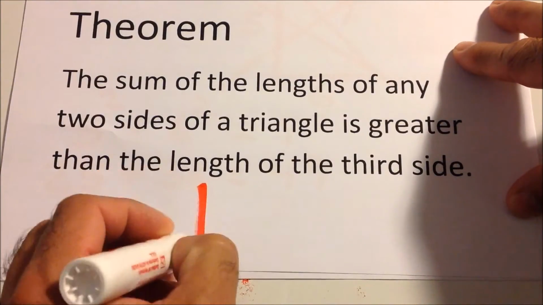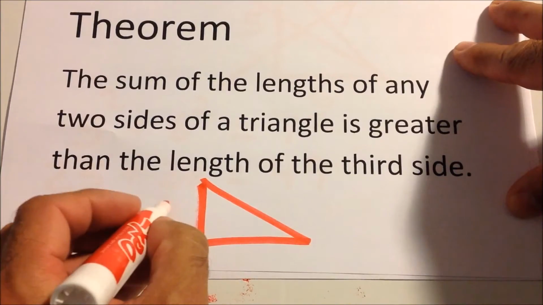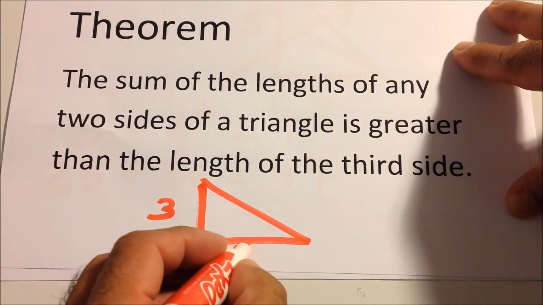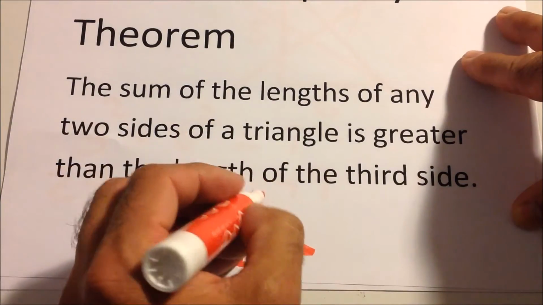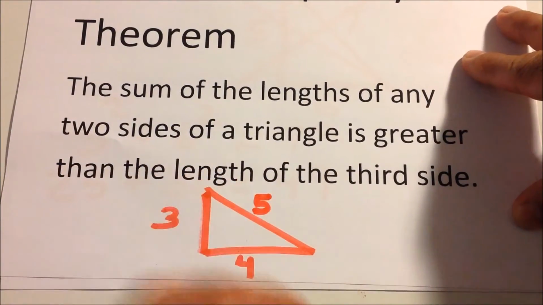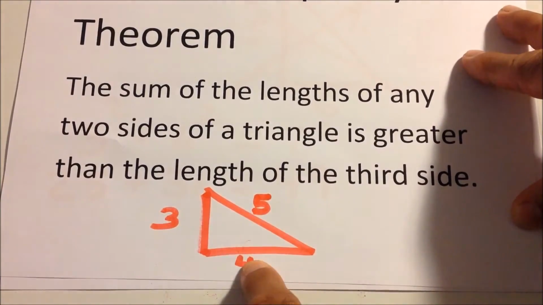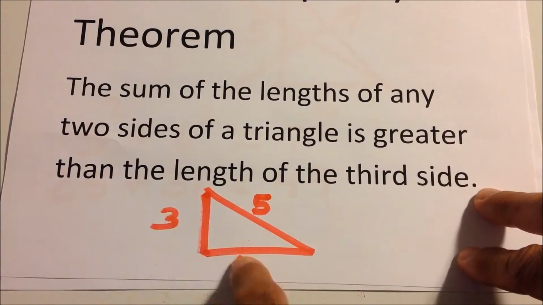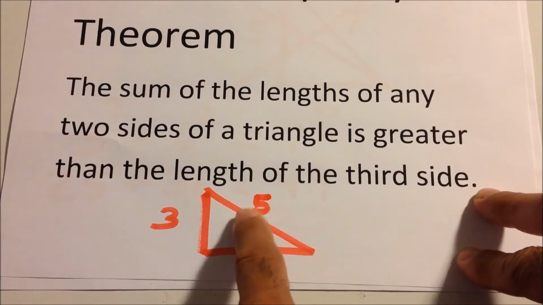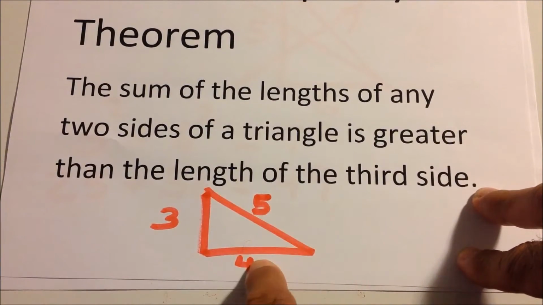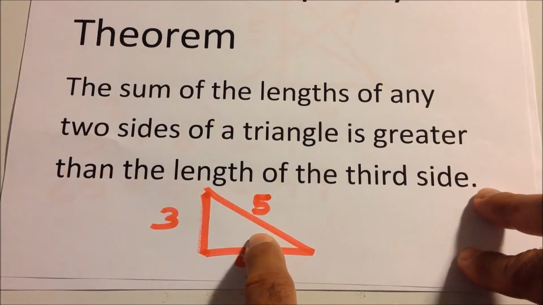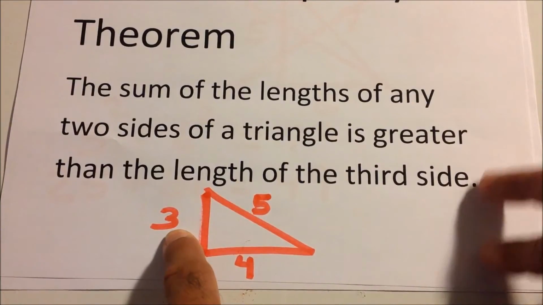So let me write over here. If I had a triangle, any triangle, and I said that was 3 and that was 4, these two sides have to be greater than that side. 4 plus 3 is 7. They are. The sum of any two lengths. Let's take these two. 5 plus 3 is 8, greater than 4. 5 plus 4 is 9, greater than 3. So any two lengths has to be greater than the other side.